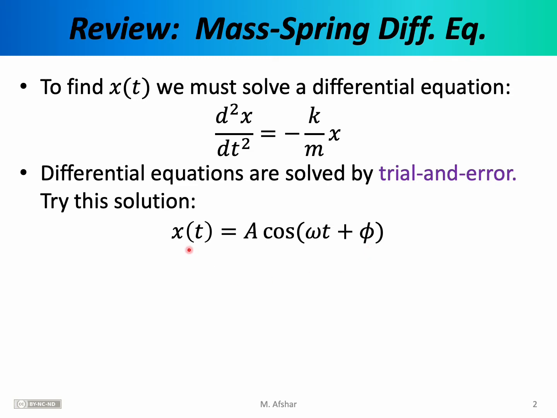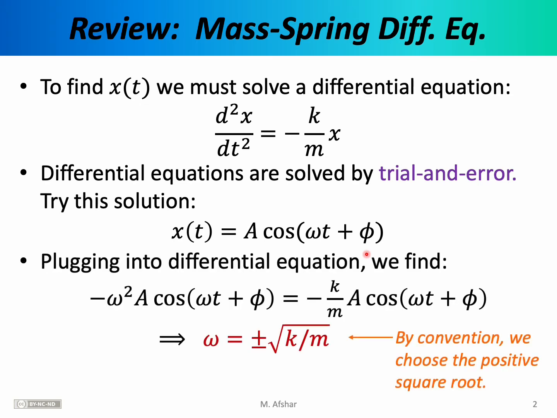If you want to actually calculate the position of a mass as a function of time, you have to be able to calculate numerical values for A, omega, and phi. Last time we decided that calculating omega is relatively easy. Omega is simply equal to the square root of k over m, where k is the spring constant and m is the mass. To calculate A and phi, one needs to know what the initial conditions of the problem are.